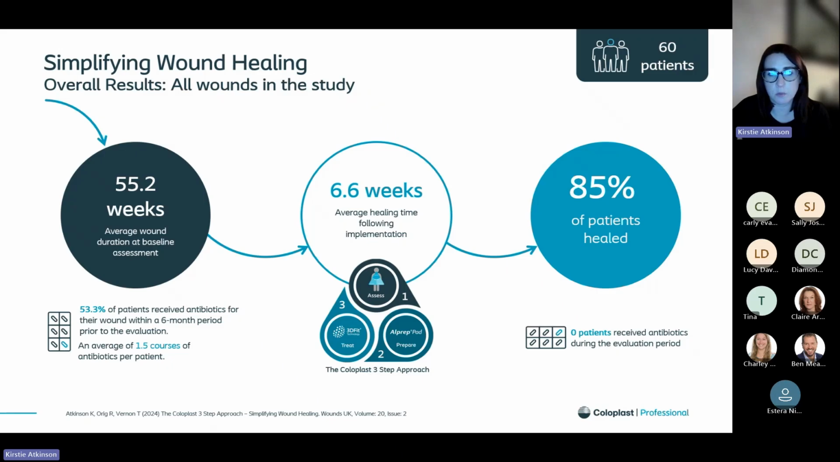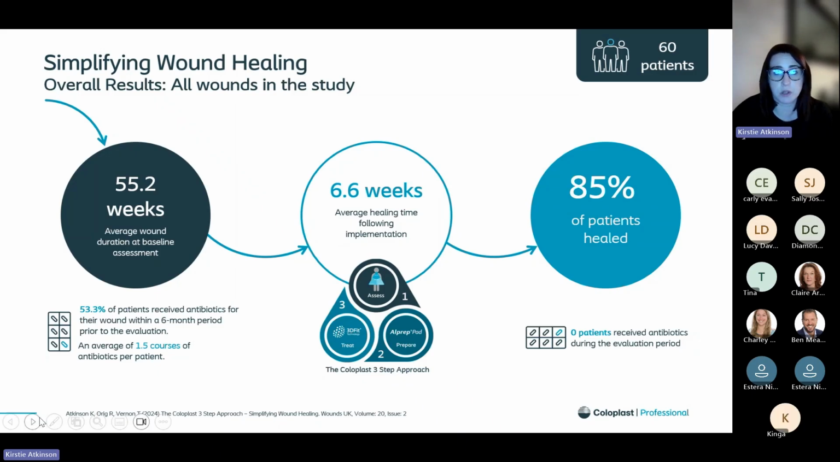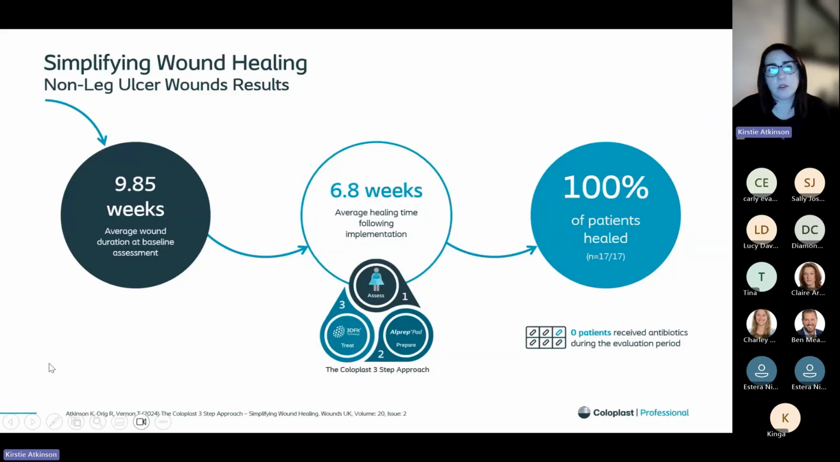But one of the other considerable things that we found was that 53.3% of these 60 patients received a course of antibiotics in the 6 months prior to taking part in the evaluation, which averages out about 1.5 courses per patient. But what was amazing was that no patients throughout the evaluation had any antibiotics during the period of being in the evaluation. We've then also broken the data down to look at leg and non-leg wounds.